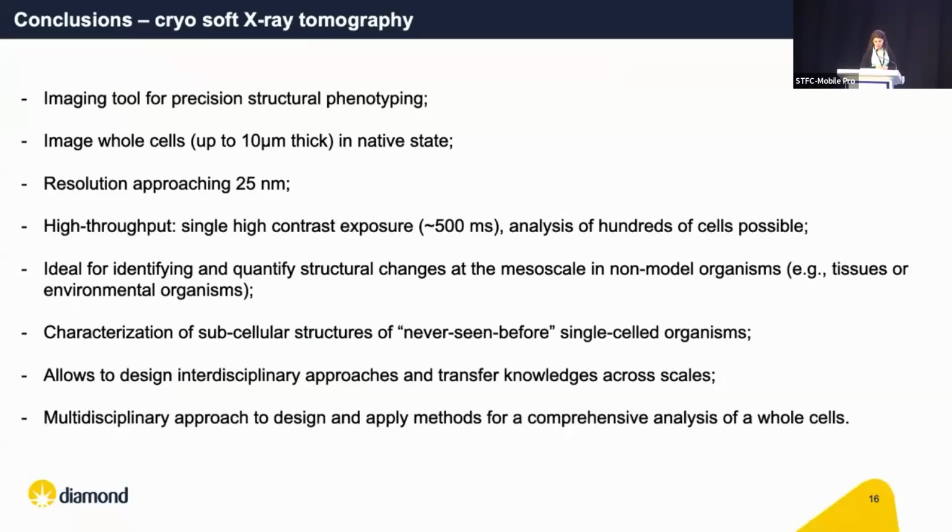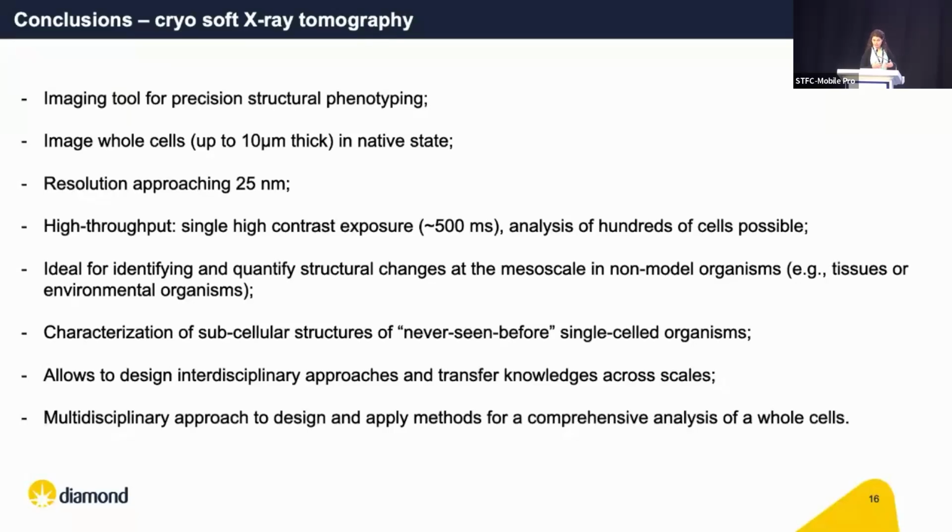It's quite high throughput, and it provides the possibility to collect hundreds of cells within a single data acquisition with a relatively low exposure time, which is usually like 0.5 seconds. It is ideal to identify some features or to characterize some cells that are usually non-model organisms, like, for example, tissues or environmental organisms.